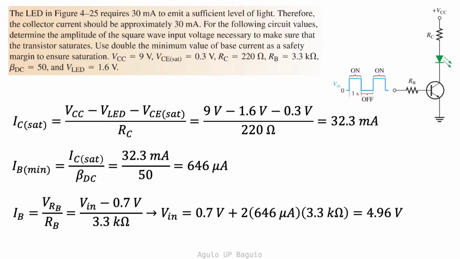From the saturation current and the DC beta parameter, we can get the minimum base current. So 32.3 milliamperes divided by 50 is equal to 646 microamperes.